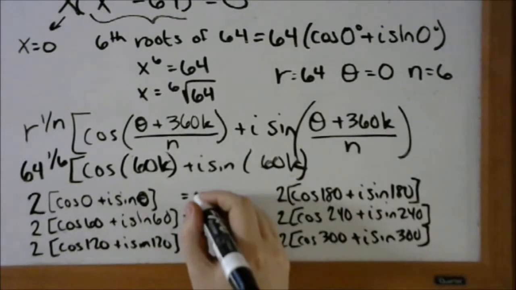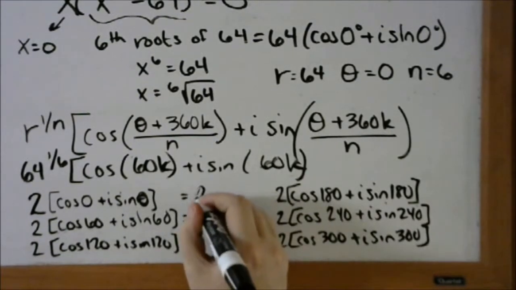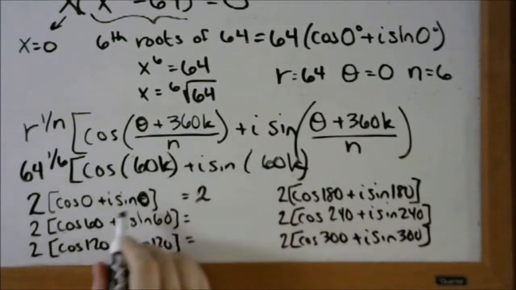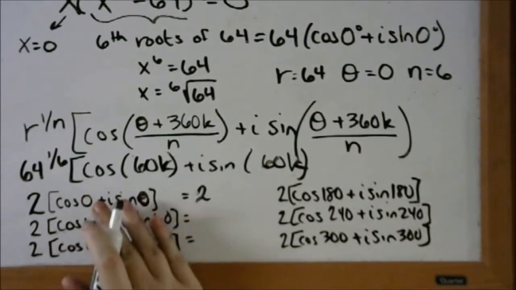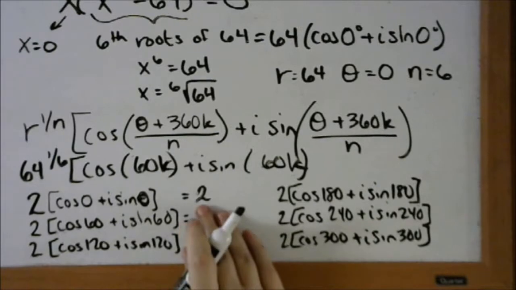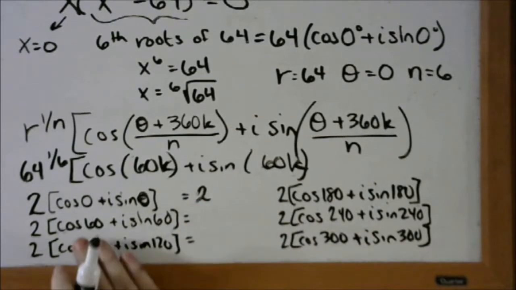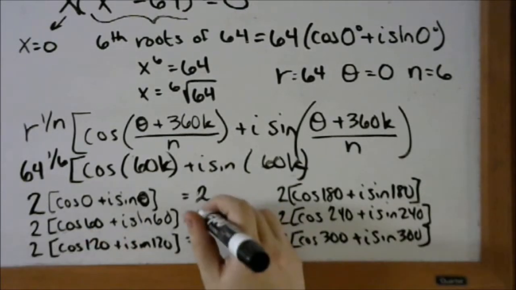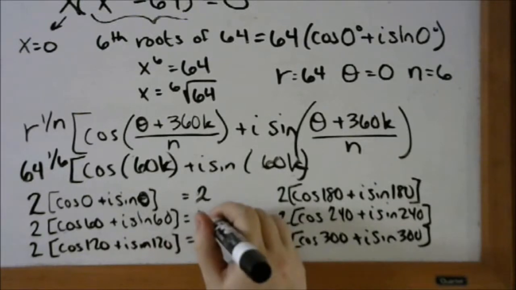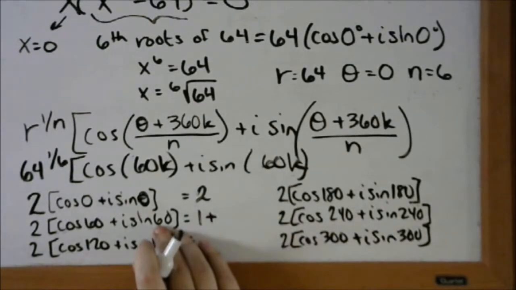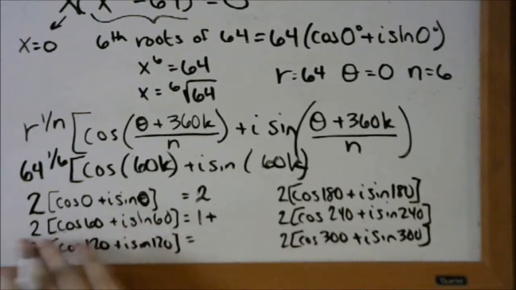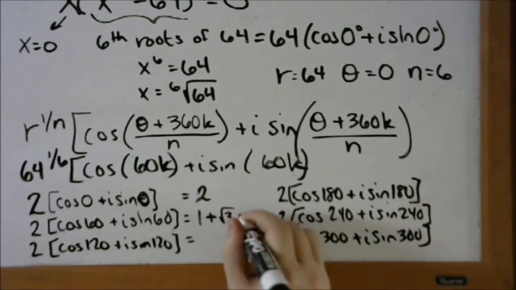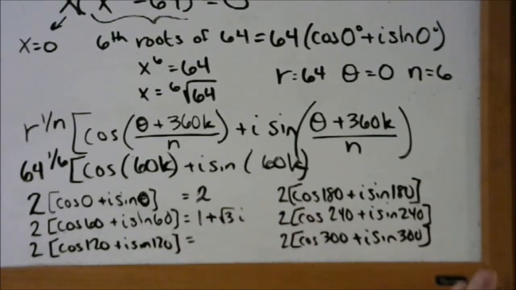Cosine of 0 is 1 times 2 is 2. Sine of 0 is 0, and the imaginary term eliminates. So one of my solutions is 2. Cosine of 60 is 1/2 times 2 is 1, plus sine of 60 is rad 3 over 2 times 2 is just rad 3. There's my first imaginary solution, or complex solution.